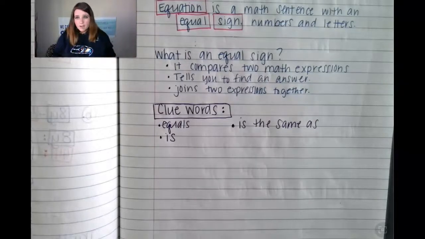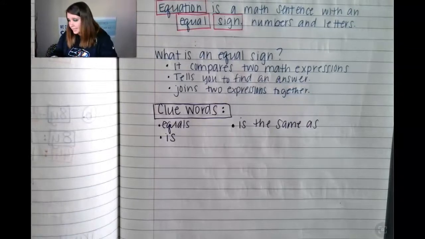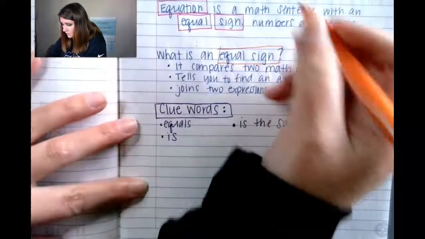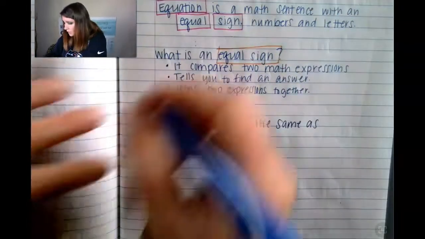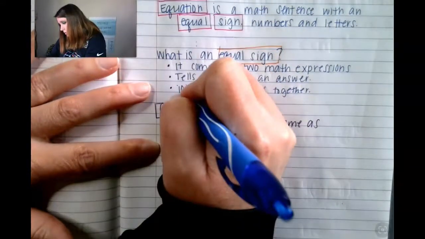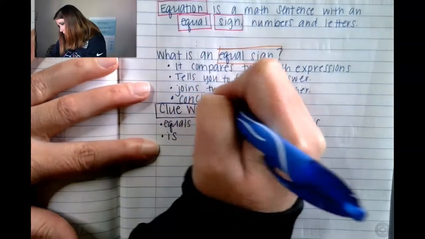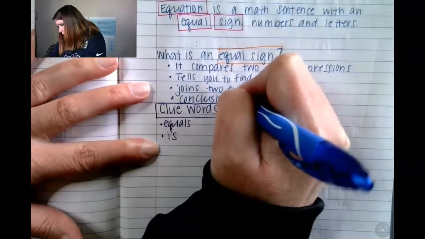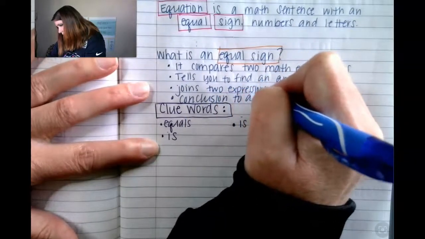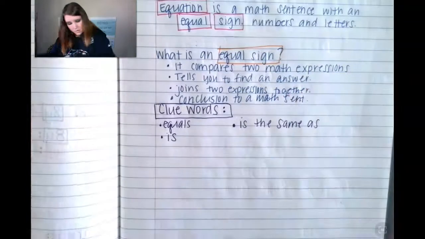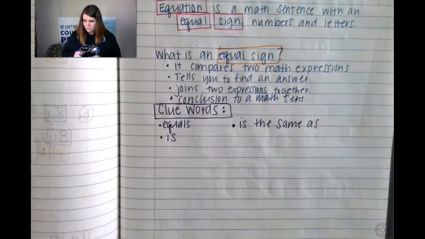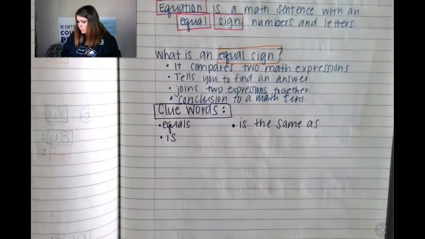So we have what an equal sign is. We probably should have written that it's the conclusion to a math problem. It's the conclusion to a math sentence. Conclusion, that looks good.